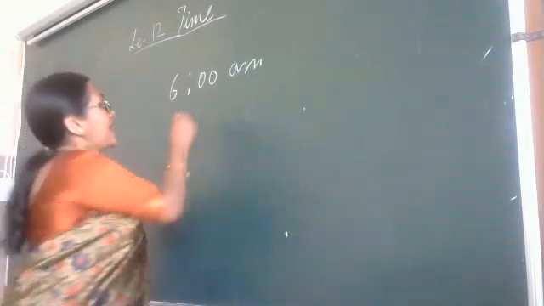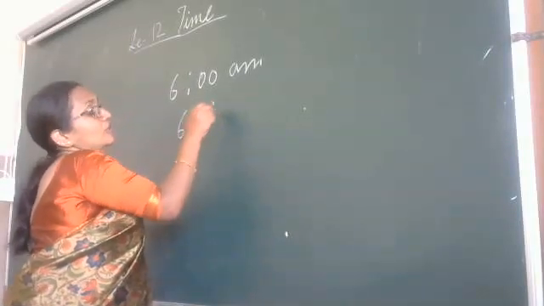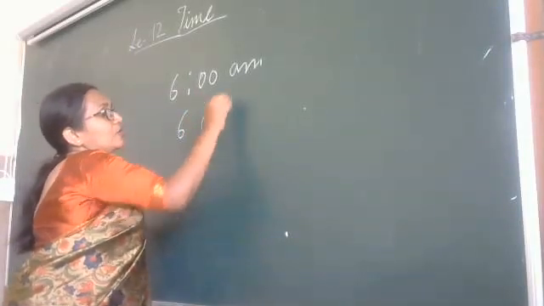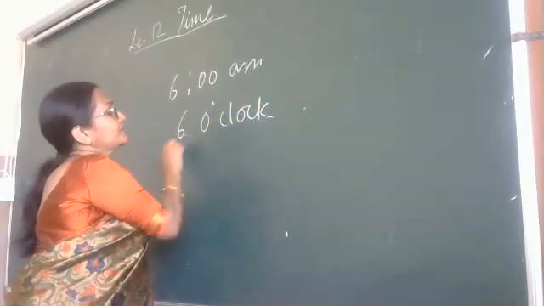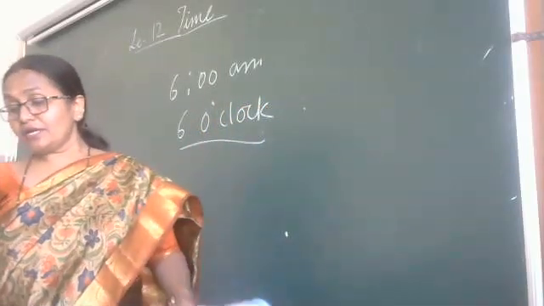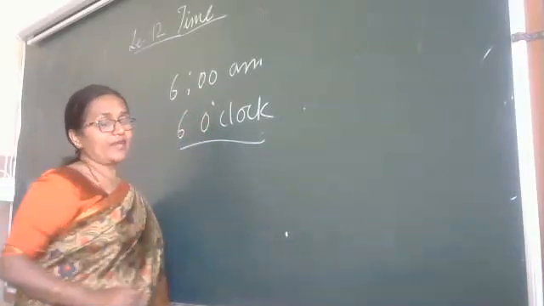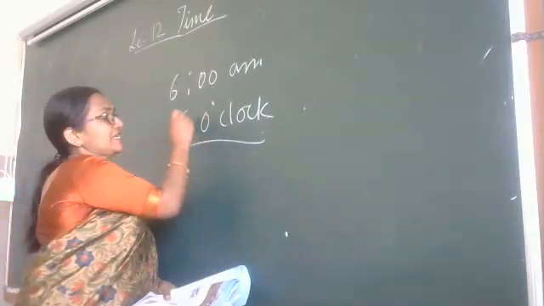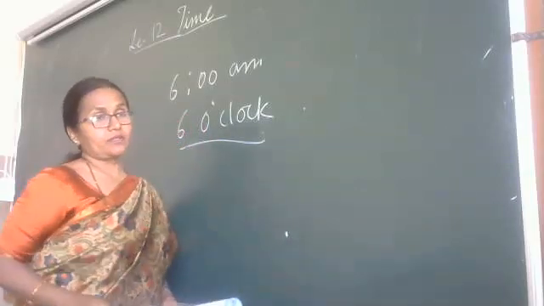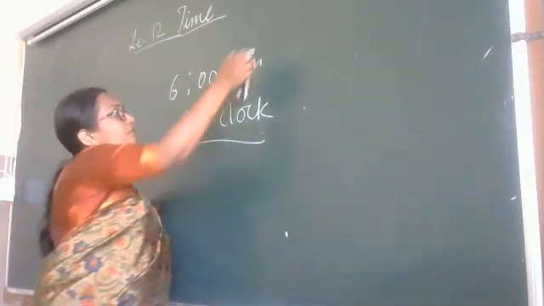Otherwise, you can write 6 O. Here, the apostrophe is with the clock. You have to write it this way. Understood? 6 o'clock. Just write 6 in your textbook.